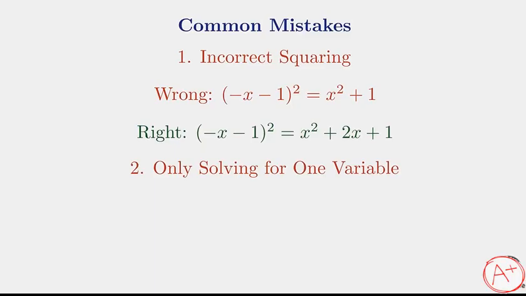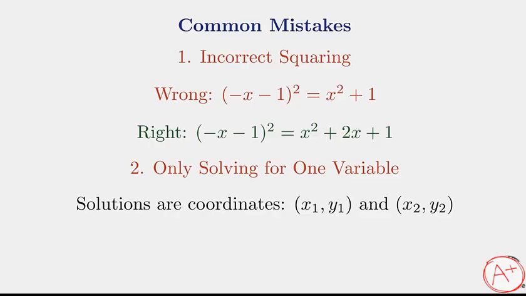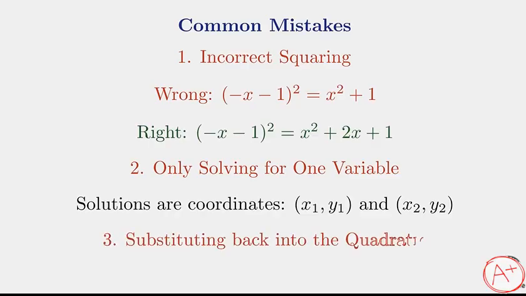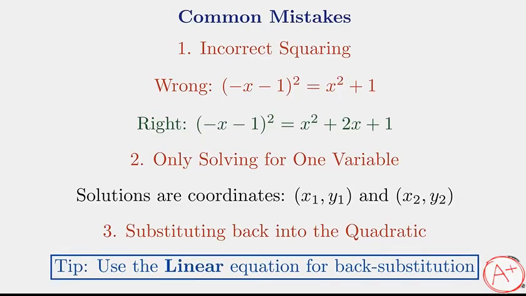Students often stop after finding the values for x. In a simultaneous equations question, a solution consists of pairs of x and y. If you don't find the corresponding y values, you will lose at least 2 accuracy marks. While substituting back into the quadratic equation works, it often produces extra values that don't satisfy the linear equation. To stay efficient and accurate, always use your rearranged linear equation to find the second variable.